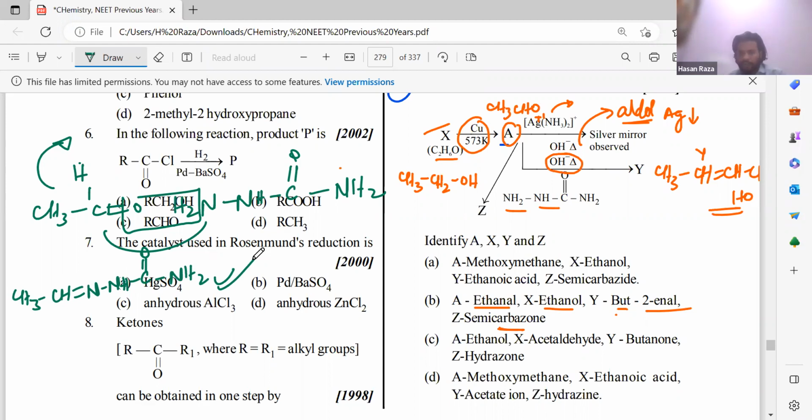So it's very easy. First, you are going to oxidize the alcohol, treating with Tollens reagent, and then this A you are going to treat with base in the presence of heat, then it will be aldol condensation. You are going to treat this aldehyde with NH2 NH C double bond O NH2, and you will be getting semicarbazone. Is that clear, everyone? Can I change the slide? Yes.